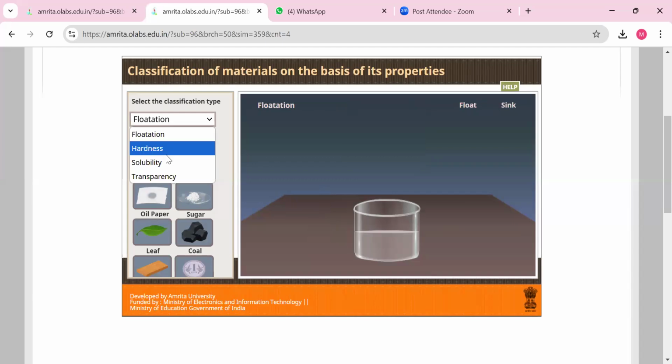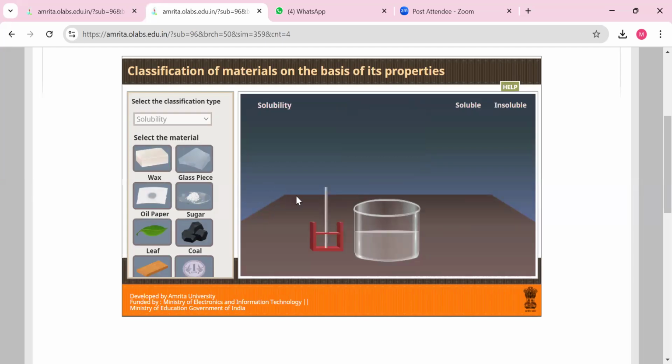Solubility means solid particles are dissolved in water. What are the materials? Wax, glass piece, oil paper, sugar, leaf, coal, wooden bar and coin. First, I'm going to choose the sugar. I'm taking a little bit of sugar with the help of the spatula and putting it into the water.